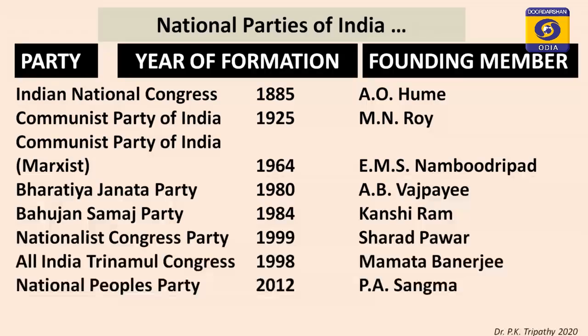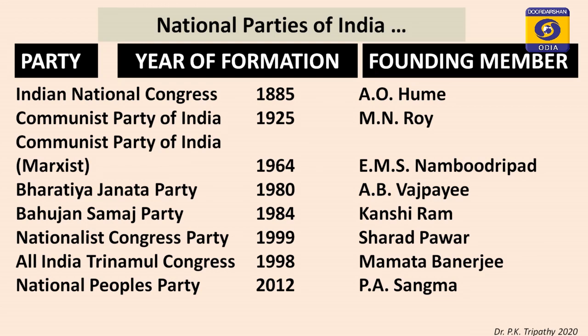Then the second, that is the Communist Party of India, CPI. CPI was formed in the year 1925. Of course, if you go to the website of the party, you will find a date mentioned as 1920, but the CPI's own website says the party was formed in the year 1925 at Kanpur. So, who are the founders? The founders include M.N. Roy, Abani Mukherjee and others.